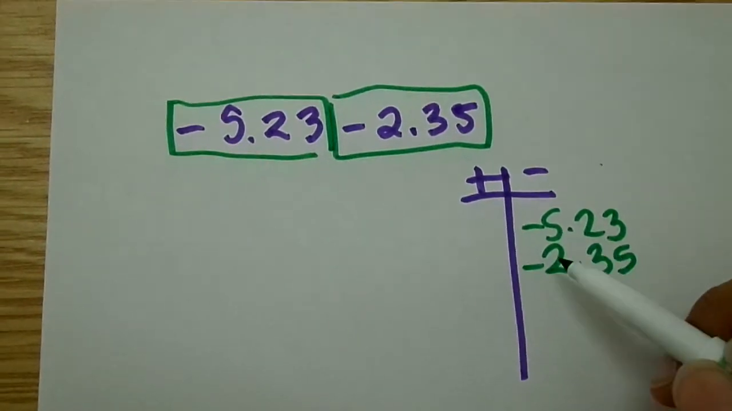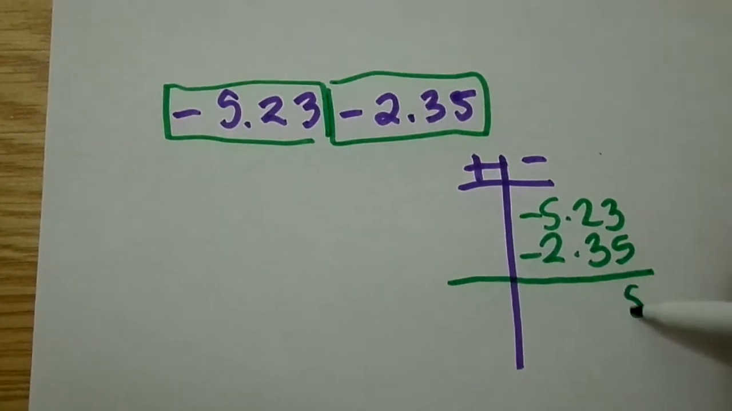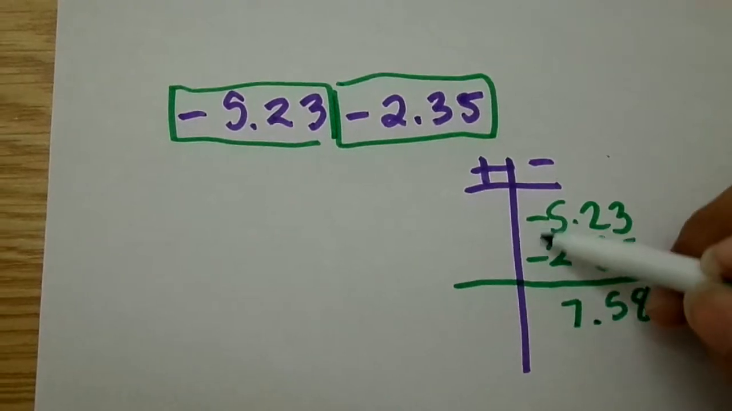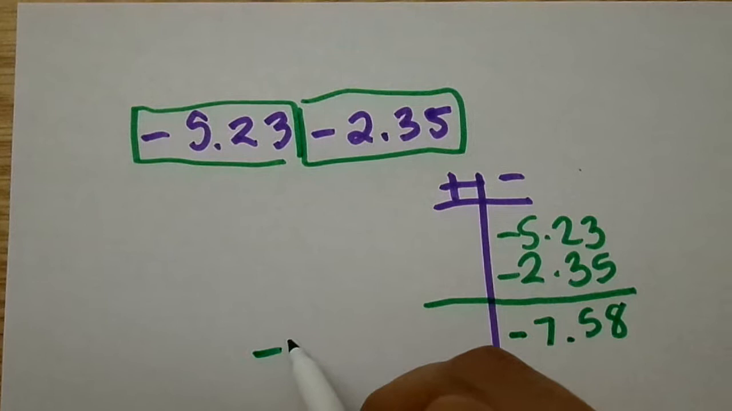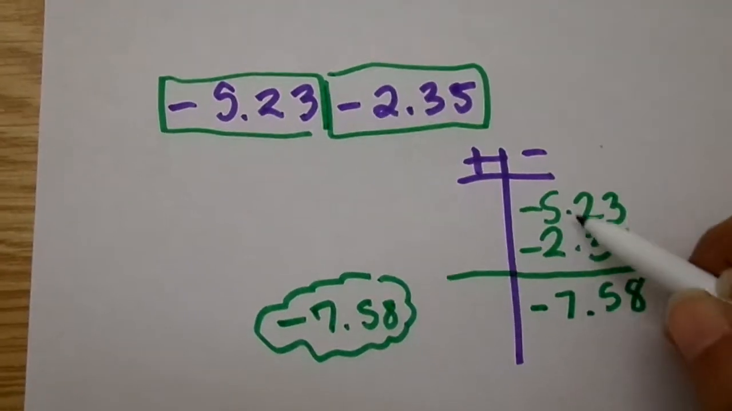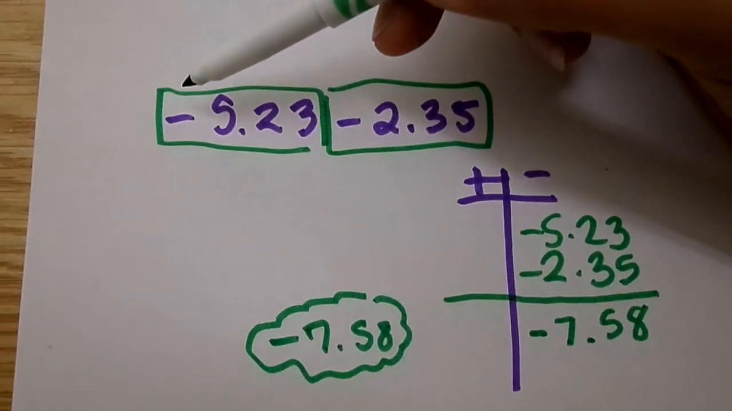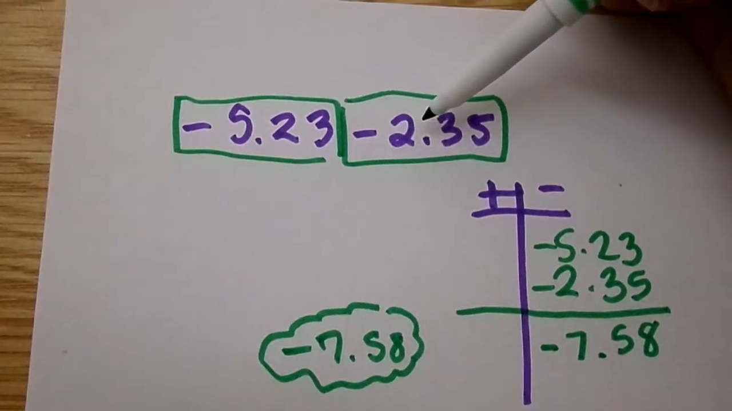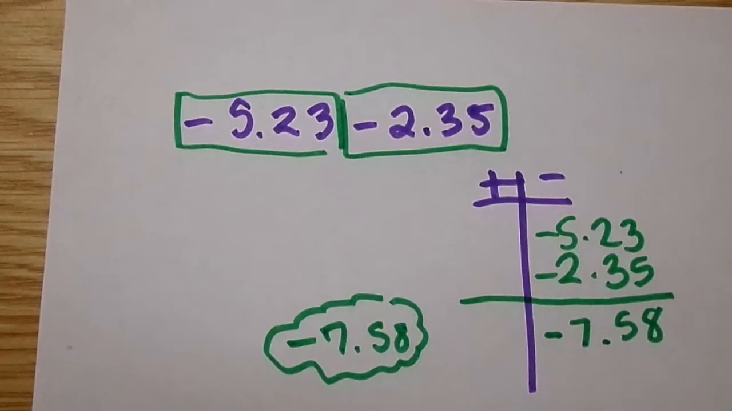Since the signs are the same, I'm going to add these numbers together. 3 plus 5 is 8, 2 plus 3 is 5, 5 plus 2 is 7, and since they're both negative, they're the same sign, I'm going to keep the sign and say that I have a total of -7 and 58/100. My decimals are lined up, my addition is okay. If I check this, this is as if I lost $5.23 and then I lost an additional $2.35. I have lost a total of $7.58.